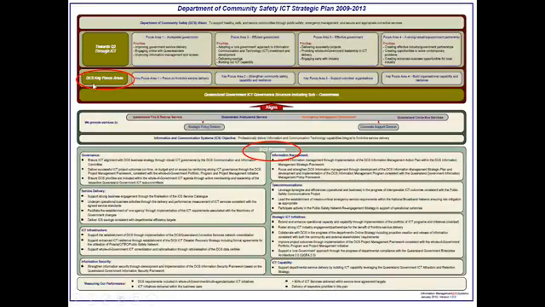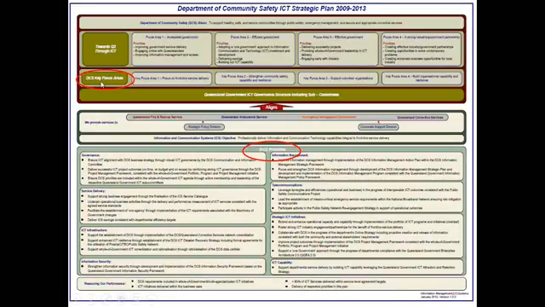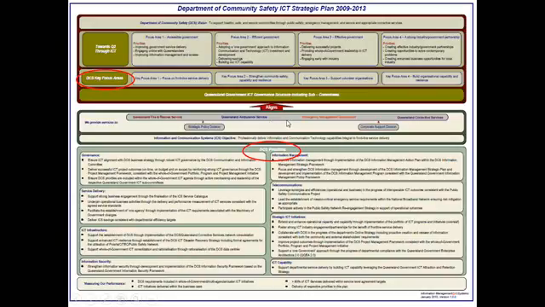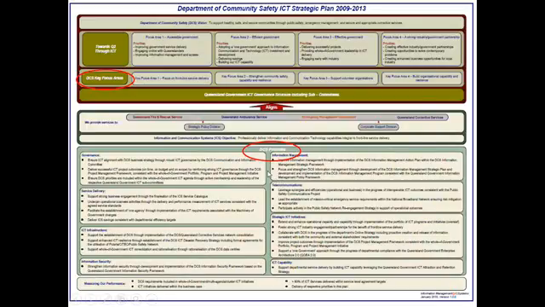So what we have here is the Department of Community Safety focus areas. They have identified their focus areas, which is good. They have also informed us that they are a big group, so they have different components. DCS consists of the Queensland Fire and Rescue Service, Queensland Ambulance Service, the Emergency Management Queensland, and also Queensland Corrective Services. And they have also identified their priorities in terms of their business. So this is a good start.